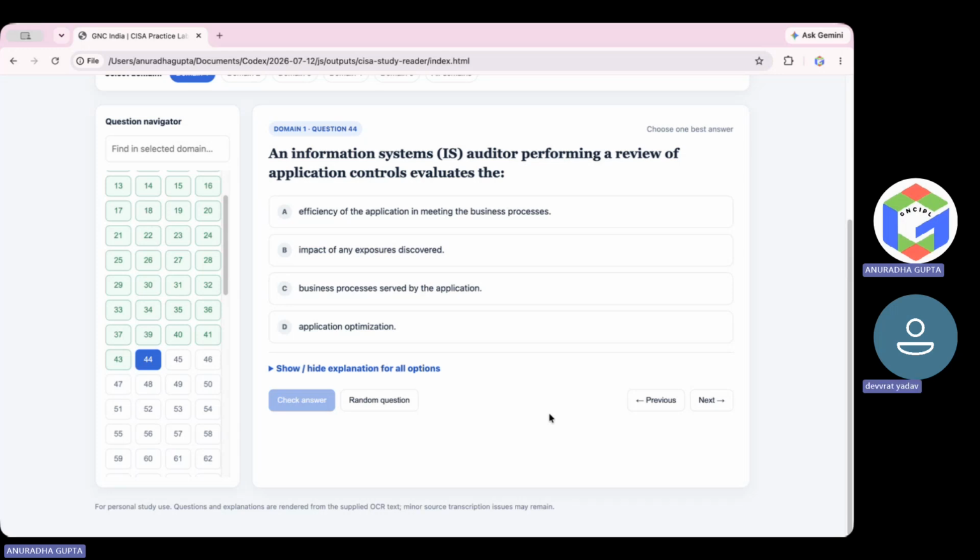Why did you choose A? Because as an auditor, first we have to focus on whether the application is meeting the business goal or not. Everything else is secondary. First, whether it is meeting the business processes or not. Suppose I take one analogy. Everything will be secondary.